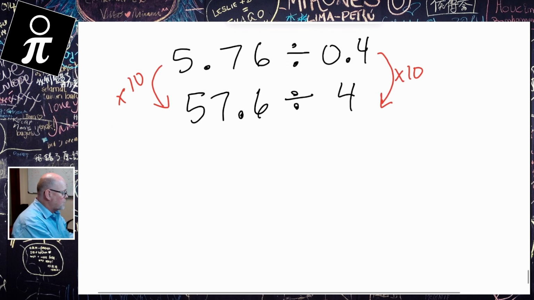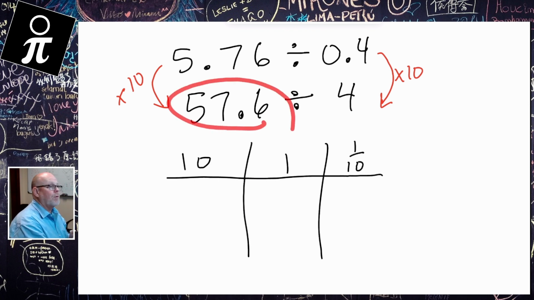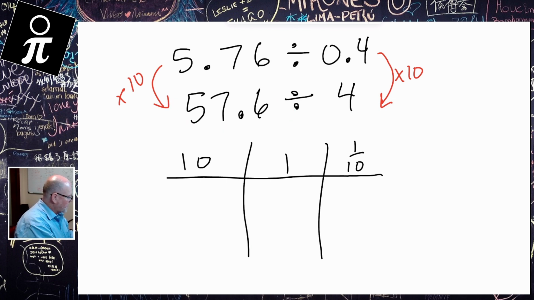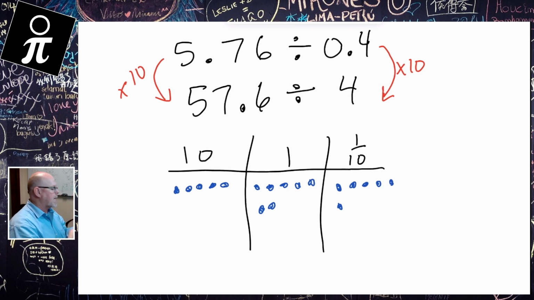Now I'm going to use dots, but there's a whole host of ways we could model this. And so we're going to now model 57.6. All right, so let's do that. So 57.6 is going to look like 1, 2, 3, 4, 5, 1, 2, 3, 4, 5, 6, 7, 1, 2, 3, 4, 5, 6. And now we are ready to start circling our groups of 4 because we know how to do that.